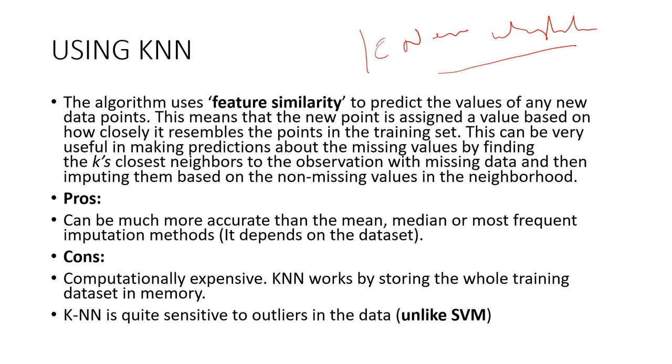Pros: it can be much more accurate than the mean, median, and mode approach. Cons: KNN imputation is computationally expensive because K nearest neighbors works by storing the whole training data set in memory. It is computationally expensive because this is another algorithm we are using to find the missing values. KNN is also quite sensitive to outliers in the data, unlike SVM, support vector machines, which is not sensitive to outliers. That's another thing you need to understand.